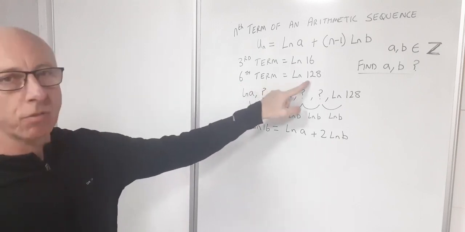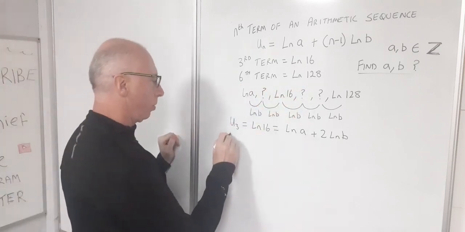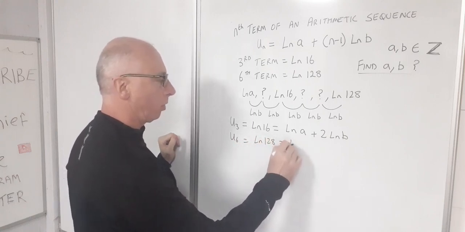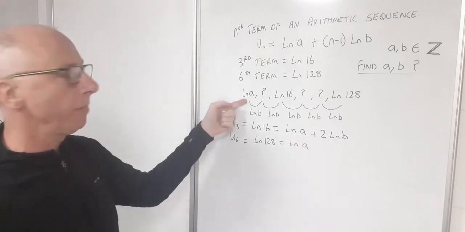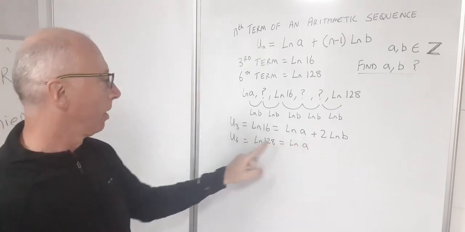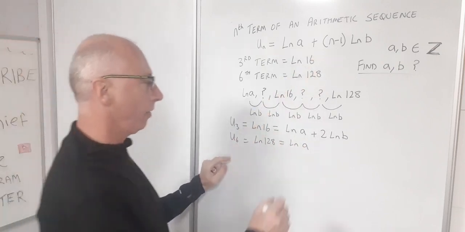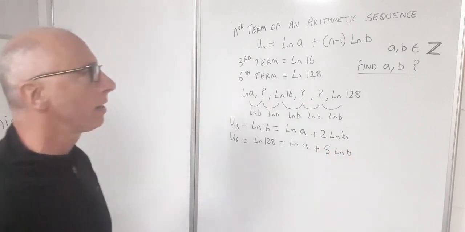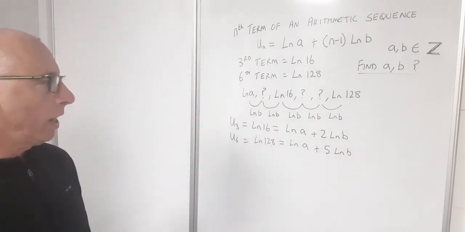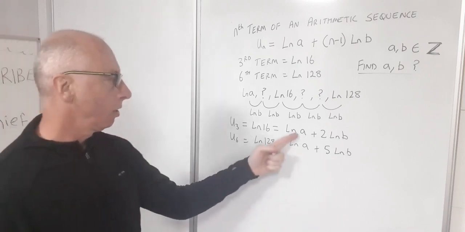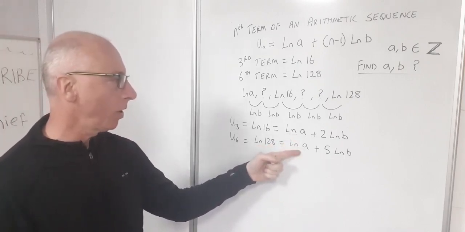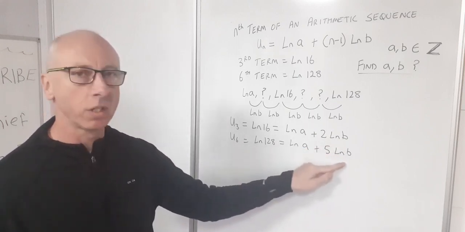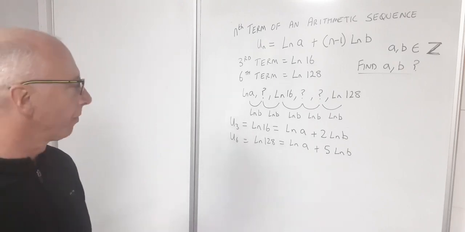Now the sixth term is natural log of 128. So u6 equals natural log of 128, which will also be natural log of a, that's the first term, and then we're going to add n minus 1, which is 5, times the natural log of b again, which we know is our difference. Okay, right. Well, we've got two similar things here, even though we don't know what they are. We've got a natural log of b here. So we've got two variables in two equations. So this is going to be just a simultaneous equation.